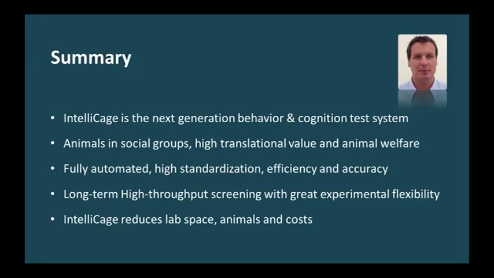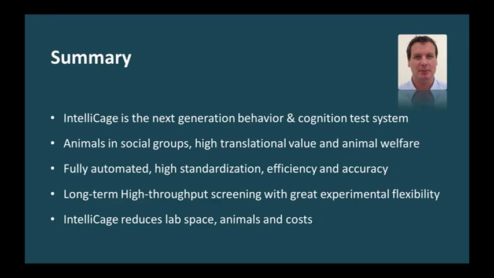In summary, I think the IntelliCage is a sophisticated cognitive test system of the next generation, which is unique in the market. Testing animals in an automated system under group housing conditions has positive effects on welfare, efficiency, and accuracy. IntelliCage is an ideal tool for long-term, high-throughput behavioral phenotyping with great experimental flexibility, which has the capacity to reduce lab space, animals, and costs.